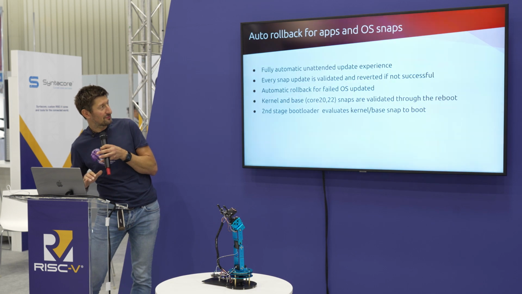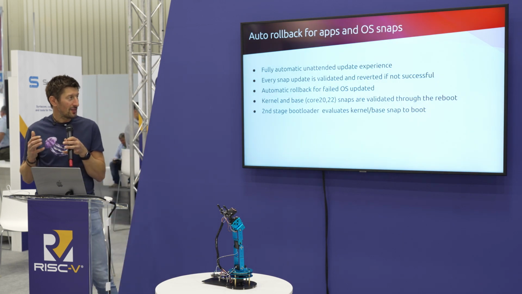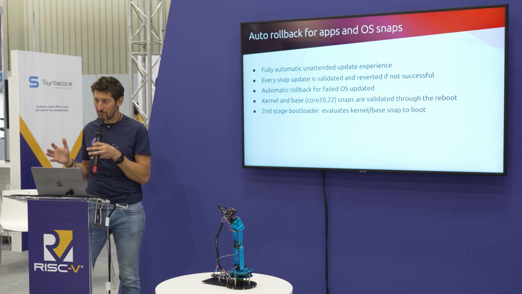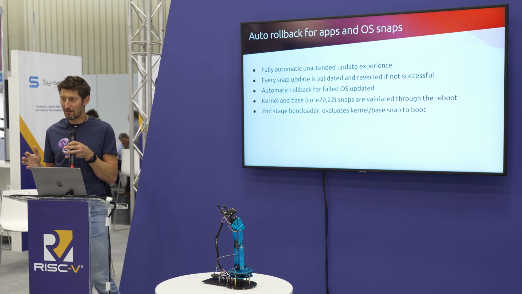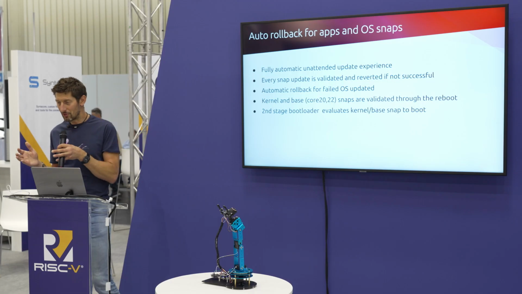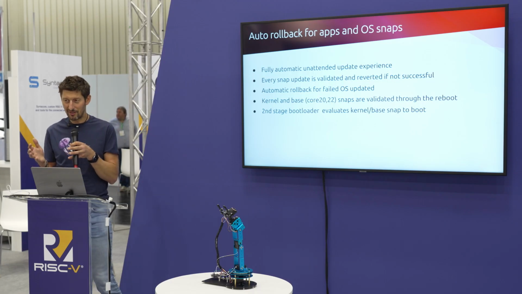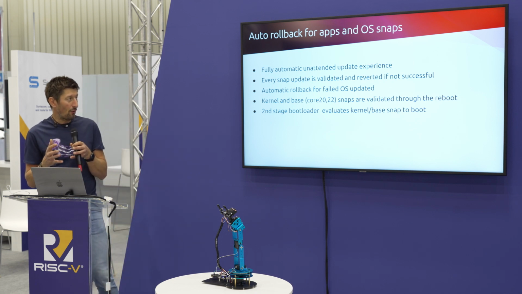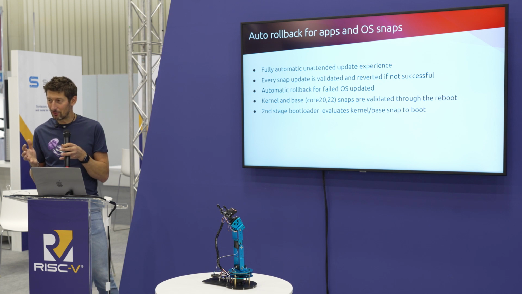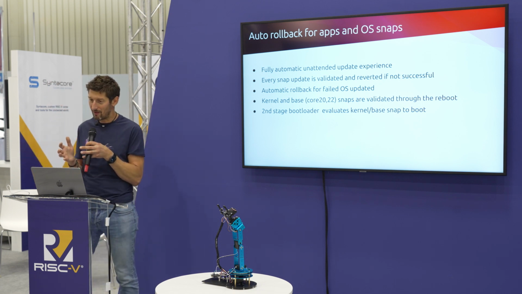Next thing we have is a fully automatic, unattended update experience. Out of the box, the system will check every 6 hours if there is an update, and it will automatically install the update if there is any available. That applies to the kernel, your gadget snap, your root file system, as well as all the applications. So why are they unattended? Because the system has automatic healing. It's able to recover from failed updates.